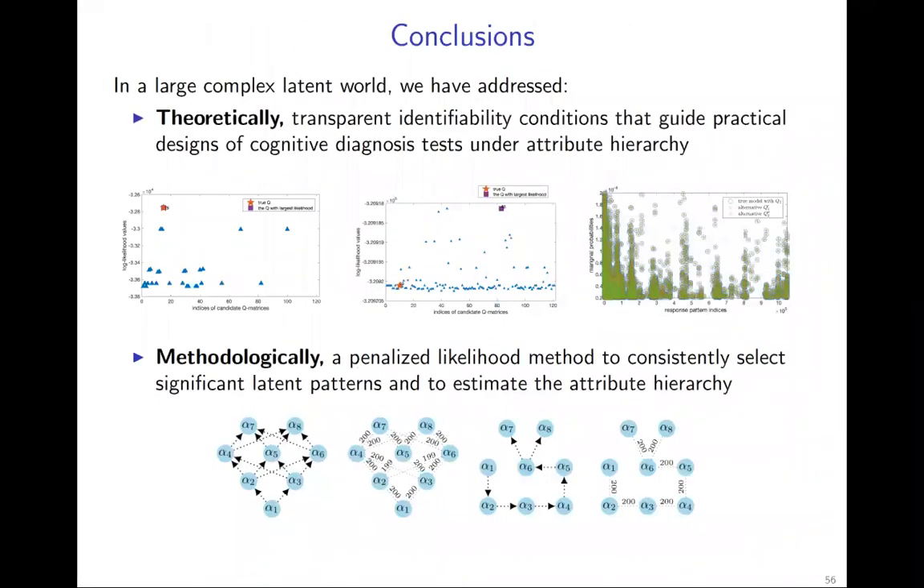As a conclusion of my talk, in a large complex latent world, we have addressed the identifiability issue by proposing some transparent conditions. These conditions can guide future designs of cognitive diagnosis tests or other diagnostic tests under the attribute hierarchy. The theoretical results are corroborated with numerical studies to validate. And methodologically, we propose a regularized likelihood method to consistently and efficiently select what latent patterns are significant.